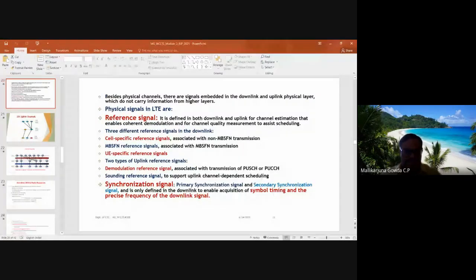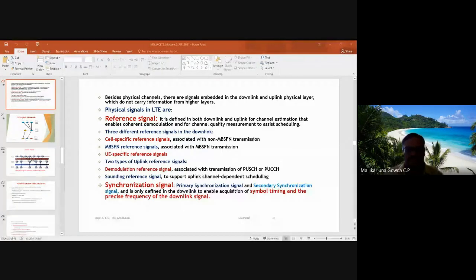So I was telling about the synchronization signal, right? There are two types of synchronization signals. One is the primary synchronization signal, and the second one is the secondary synchronization signal. And I said, what is the purpose? It is used to enable acquisition of symbol timing as well as the precise frequency of the downlink signal. So let me stop with this.